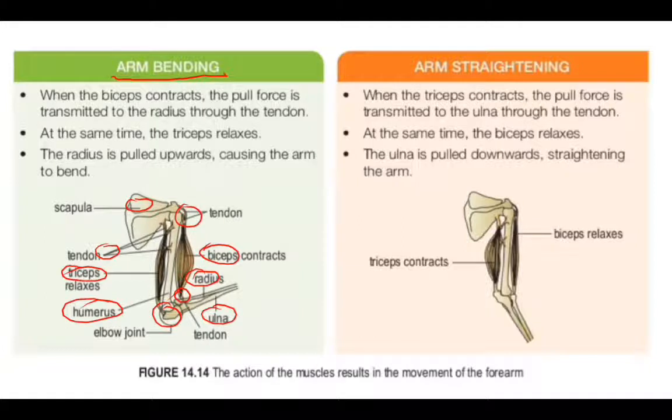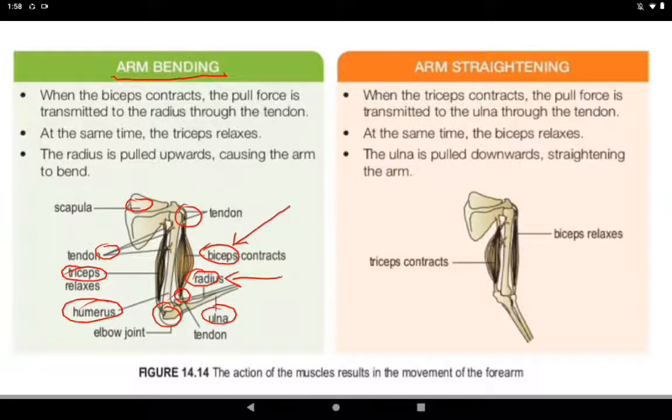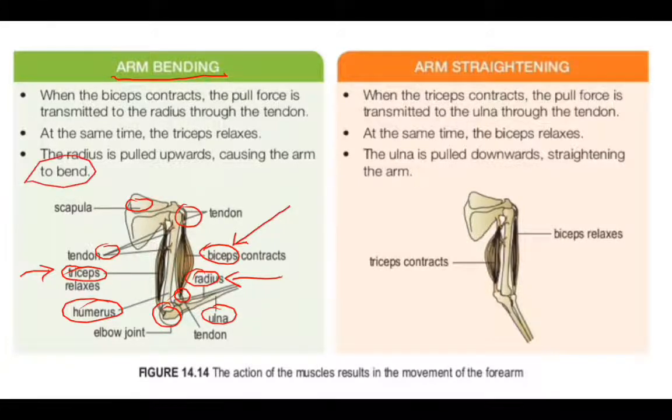So when the biceps contracts, the pull force is transmitted to the radius through the tendon, and at the same time the triceps relax. So the radius is pulled upwards, causing the arm to bend. Okay, this one is for arm bending.